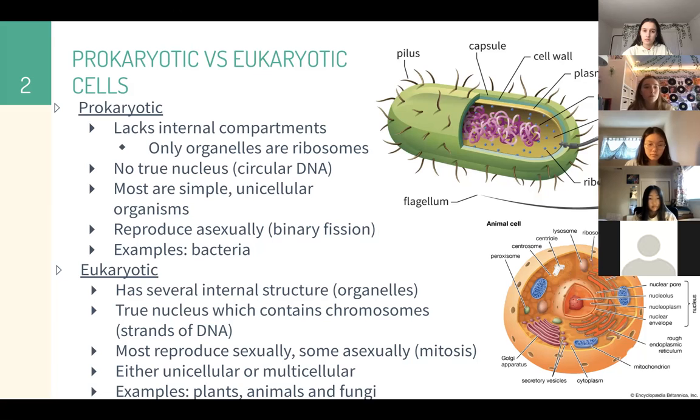They can also be either unicellular or multicellular, but either way, eukaryotic cells are much more complicated and complex than prokaryotic cells. Some examples are plants, animals, and fungi. Your very cells are eukaryotic. Next slide.